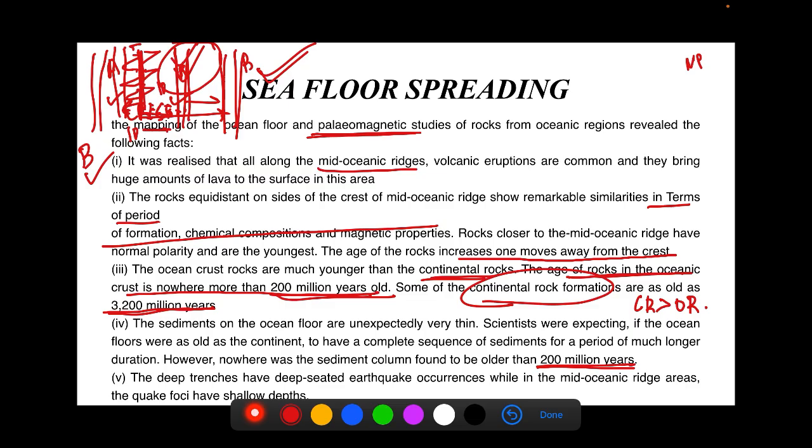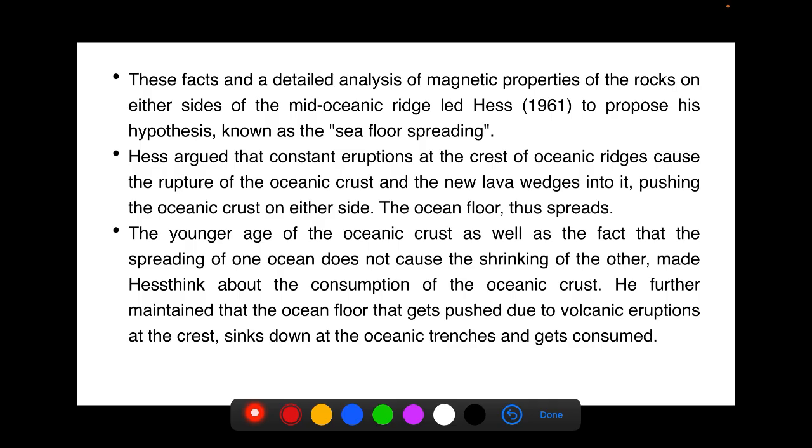The deep trenches have deep-seated earthquake occurrence, while in the mid-oceanic ridge area the quake foci have shallow depth. Now what are these trenches? Trenches are basically deep points in the oceanic floor. You all must have heard about the Mariana Trench. These are the deep points present inside the oceanic floor. Whenever we talk about these trenches, the earthquakes are also deep. And when we talk about the mid-oceanic ridge, it is shallow depth. We will study how these trenches are formed in the next slides.